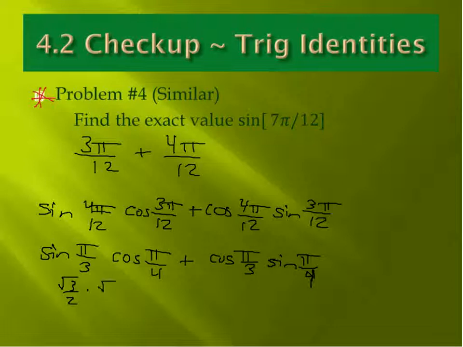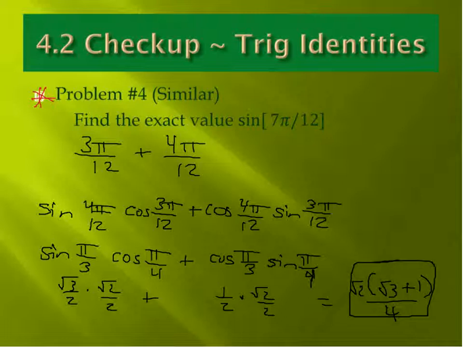So I'm going to get √3/2 times √2/2 plus the 1/2 times √2/2. So again, my new denominator is going to be a 4. And on top, I can pull out a √2. So I will be left with a √3 plus 1. And that'll be your answer.